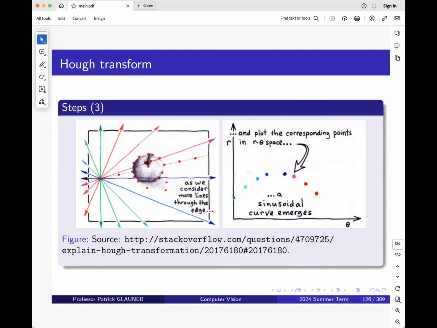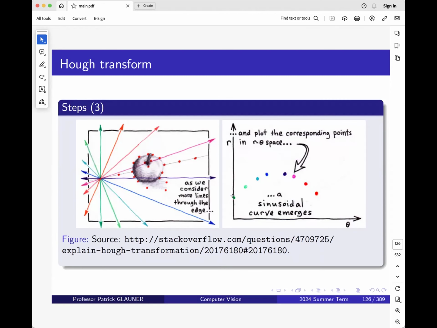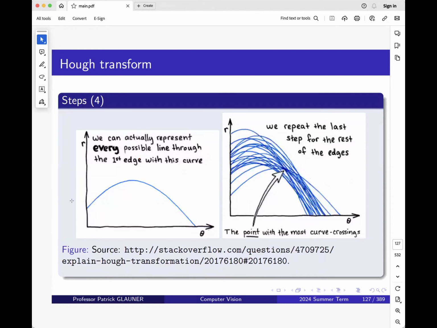This is only for the first point. Now I can repeat. I've done this for the first point, and all these points in here are straight lines through the first point. And I can try to interpolate this, and concretely, this one here is an interpolation through these points in R theta space. And what I see in this plot with this function here, it describes every possible line through the first point or first edge in the original image.